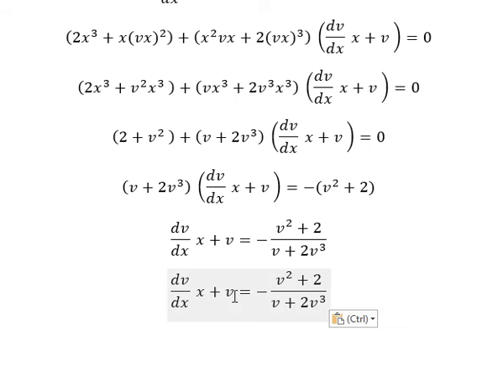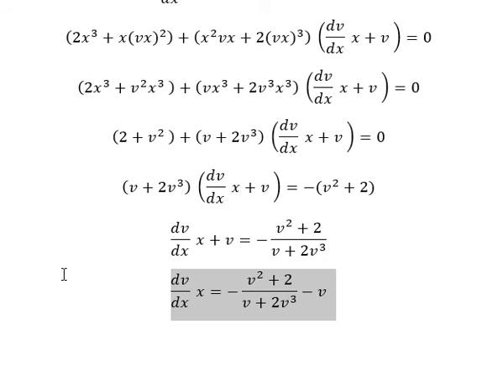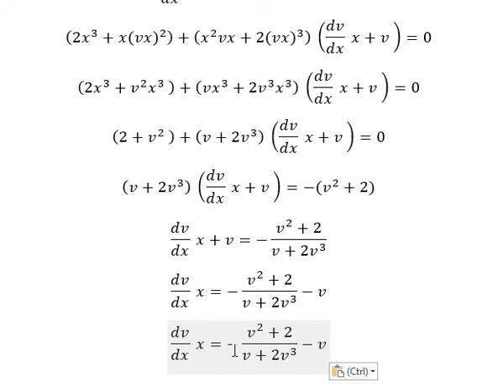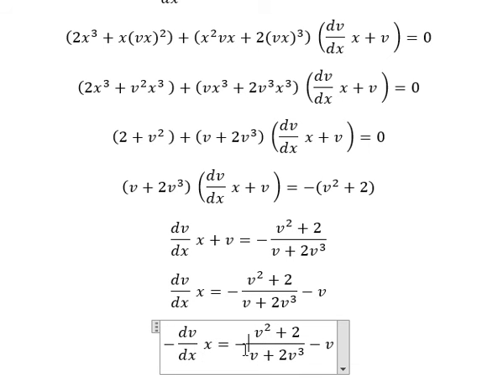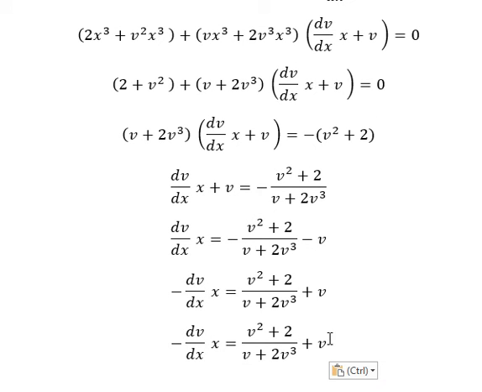Next, I will put v to the right. You get negative v. So I will put the negative in here. Now we can do common denominator.